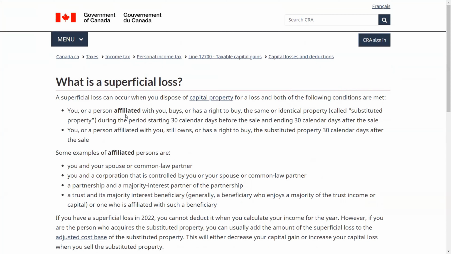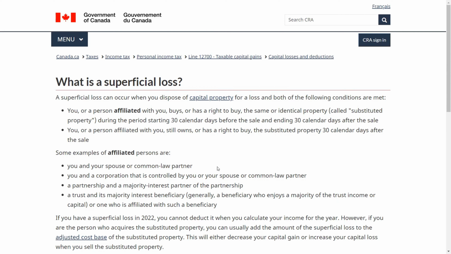You or a person affiliated with you buys or has a right to buy the same or identical property, called substituted property, during the period starting 30 calendar days before the sale and ending 30 calendar days after the sale. Let's say, if you or a person affiliated with you still owns or has a right to buy the substituted property 30 calendar days after the sale. And they also specify what they mean by affiliated person.